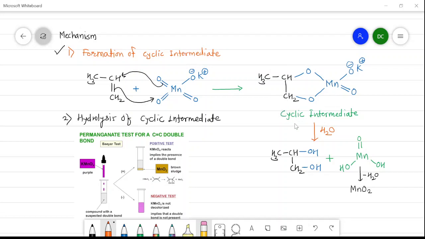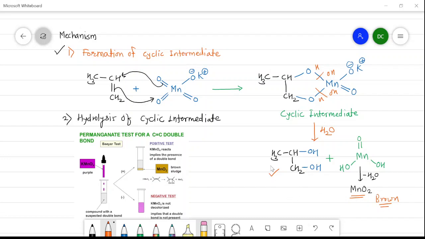And when this cyclic intermediate is hydrolyzed in the presence of water, there is a breaking of the manganese-oxygen bond. Here hydrogen, here OH, hydrogen and OH are added for the breaking of this bond, and we get the corresponding propylene glycol with the formation of this compound. This compound upon dehydration gives MnO2. It has a brown color.